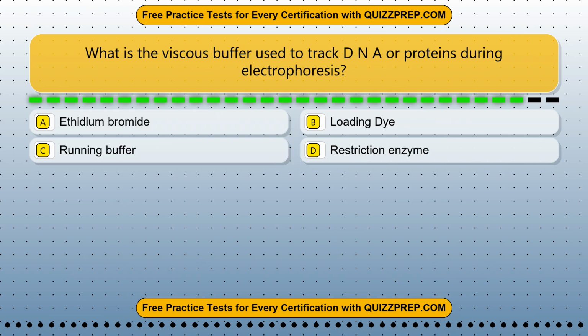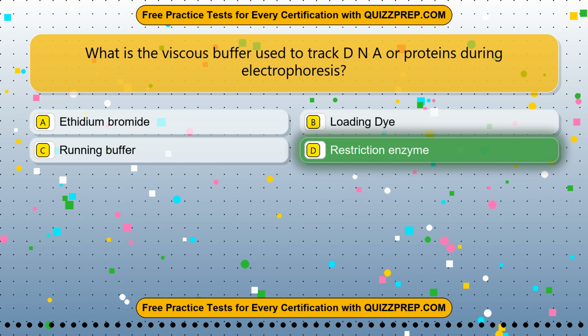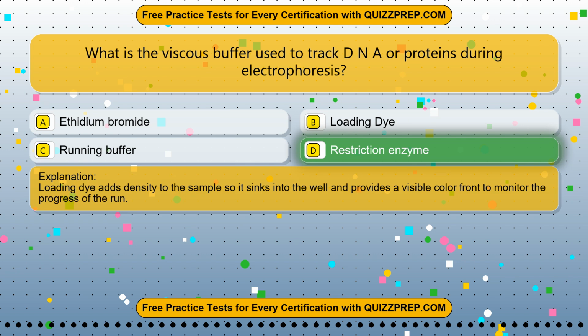Question 25. What is the viscous buffer used to track DNA or proteins during electrophoresis? Option A, ethidium bromide. Option B, loading dye. Option C, running buffer. Option D, restriction enzyme. The correct answer is option D, restriction enzyme. Loading dye adds density to the sample so it sinks into the well and provides a visible color front to monitor the progress of the run.